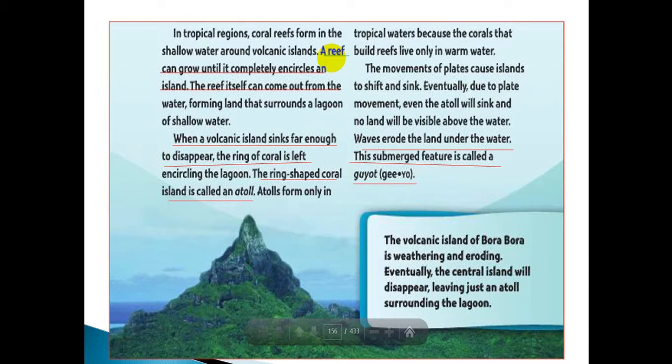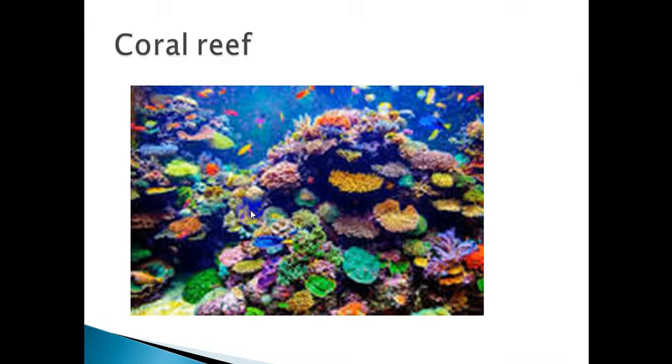They start to grow around the island, and they keep growing until they completely encircle the island. The reef itself can come out from the water, forming land that surrounds a lagoon of shallow water, and we will see this in the next slide. And then the volcanic island sinks down and disappears, and leaves a ring of corals around the lagoon. This ring-shaped coral island is called an atoll, and here we see the corals from the previous slide.